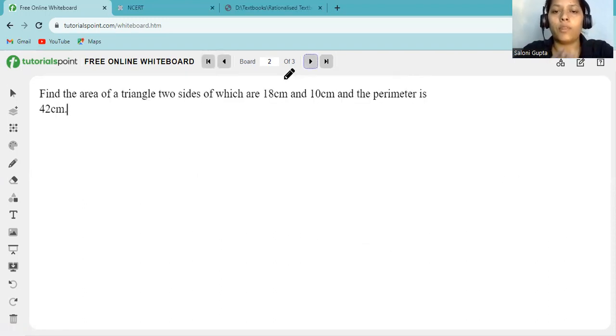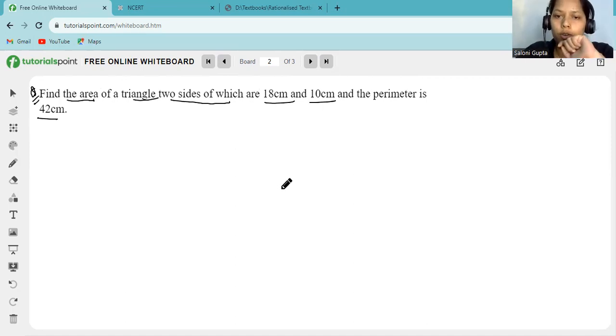We are covering the first exercise of Heron's formula. Let us first do the easy question, question number 4. Find the area of a triangle whose two sides are 18 centimeter and 10 centimeter, and the perimeter is 42. Here you can make the mistake of considering this 42 as the third side. In haste it happens, so make sure you take it as the perimeter only. So the perimeter is 42, and the two sides are given.